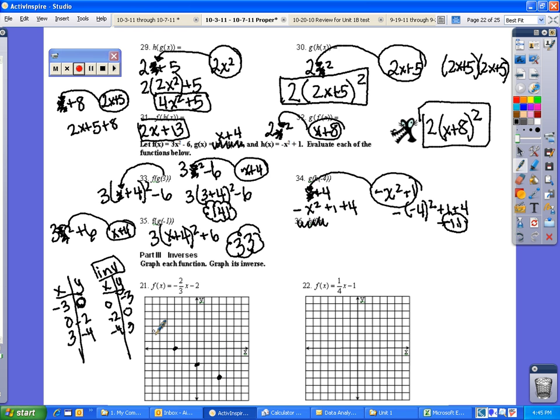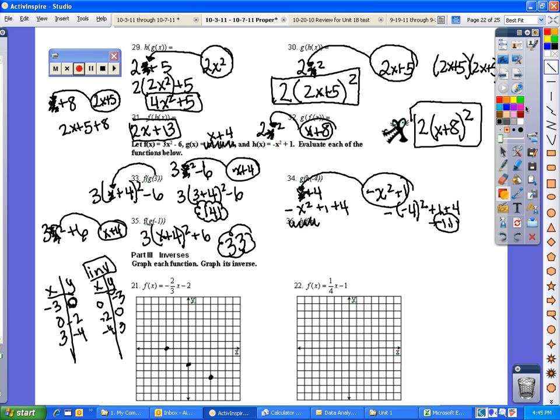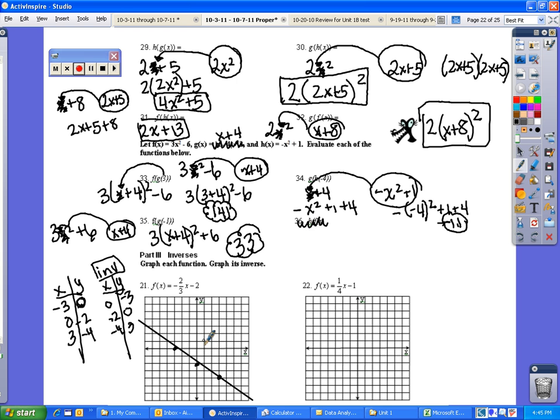So it's going to give me that line here. I'm actually going to go ahead and use my line tool. Okay, so there's my one line. Okay, remember reflections are always over the line of y equals x. So that's this line here. So I should have a reflection when I do the next table.